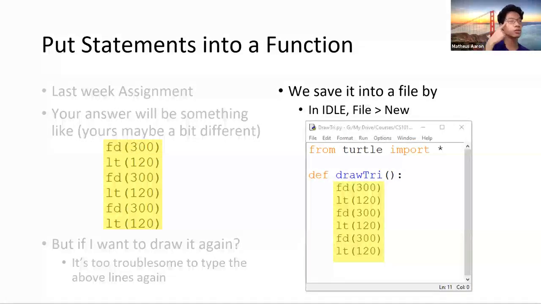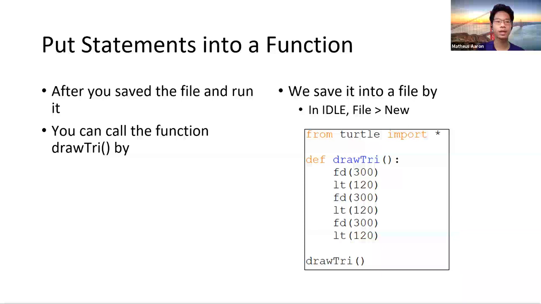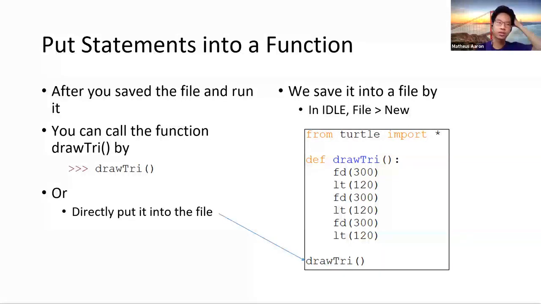Putting things in a function is like preparing a template for future code. If you want to create new code that's similar to code you have done in the past, you don't have to redo everything. You can just call this function and use it as your template. So just call the function and it will run everything.